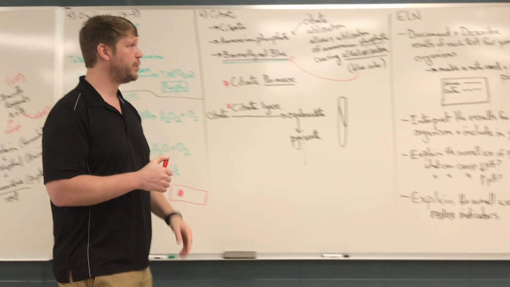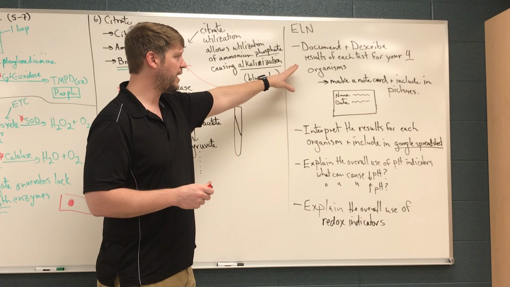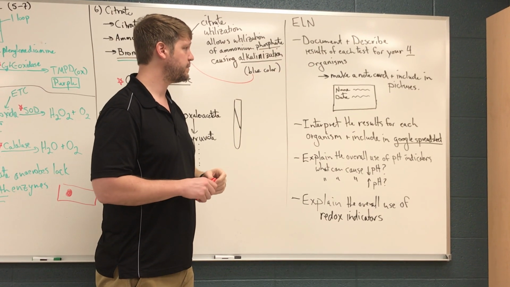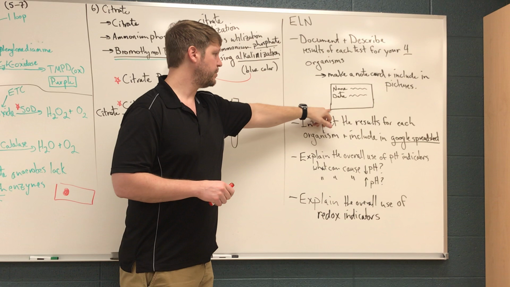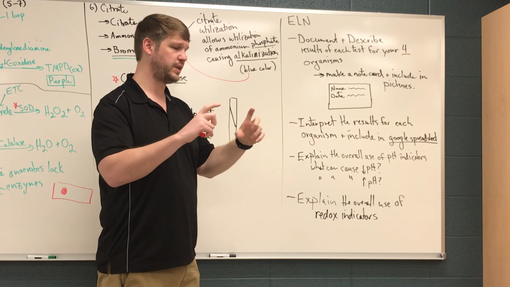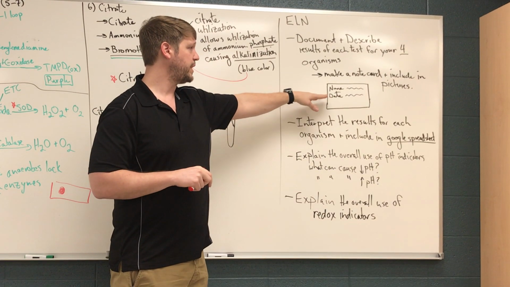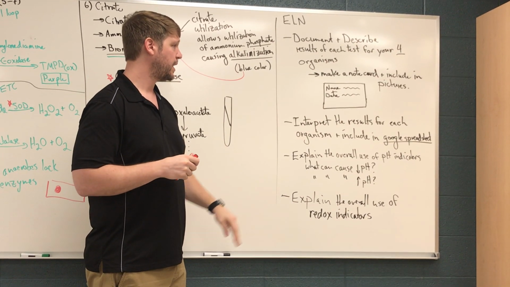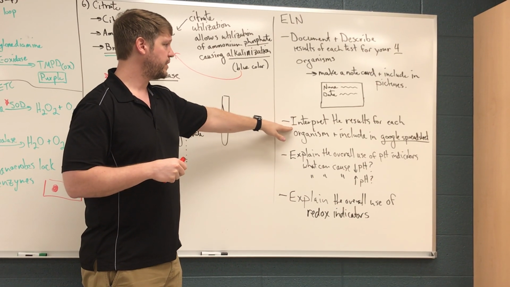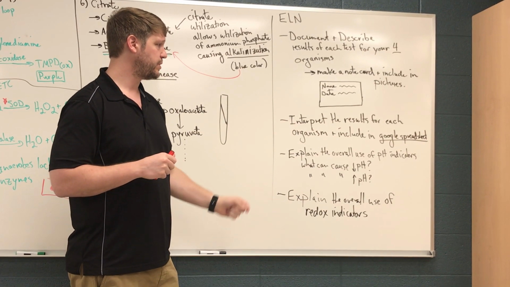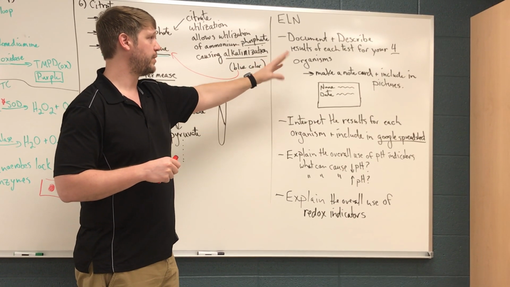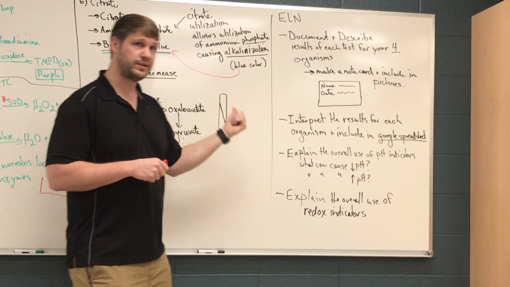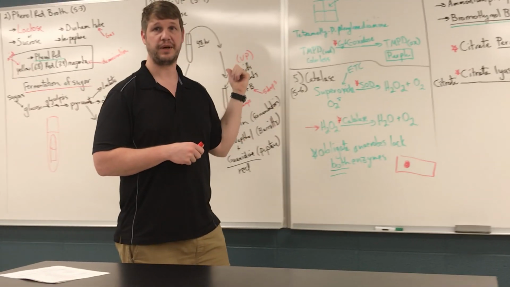For your notebook this week, I'd like you to document and describe the results of each of the tests for your four organisms. One of the things we'd like you to do when you're taking pictures of these is, if you can just make a note card and put your name and the date on there in your picture, that would be helpful to us. With each of these, we'd like you to interpret what those results mean. So here you're talking about whether it was positive or negative. Here you're telling us what that tells you about the metabolism of the microorganism.